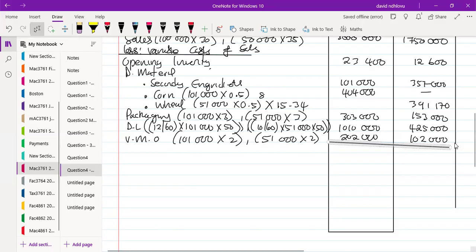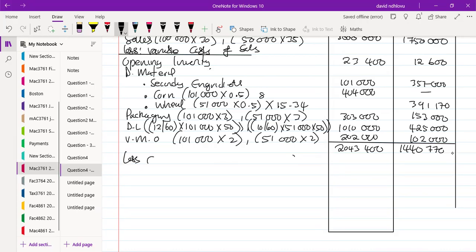Right, I'm adding there. Let's see how much we are having. Right, so we then have 2043,400. Right, and then the other one, 12,600 plus 357,000 plus 391,170 plus 153,000 plus 425,000 plus 102,000. If everything is correct, I should be sitting on 1440,770. Then we say less closing inventory.